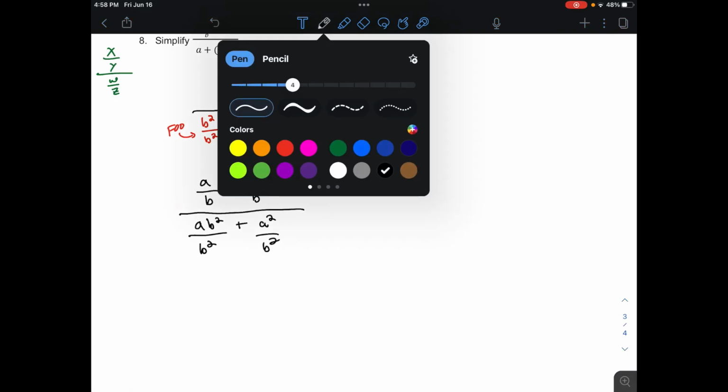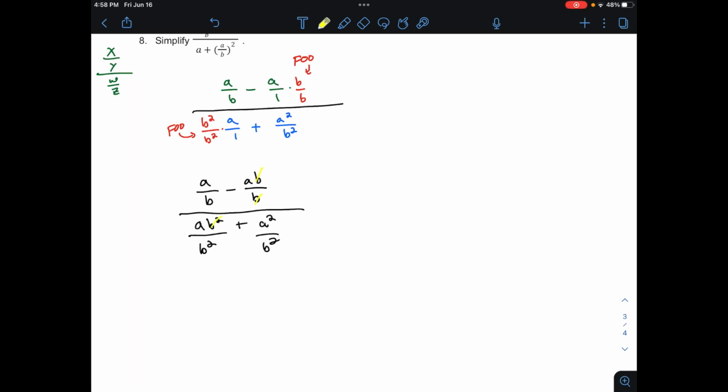And don't get that eager beaver tendency. Like we'd be like, oh, look, I can cancel my b's and cancel my b squareds. It's like, yeah, because you just multiplied in the b's and the b squareds. You put that form of 1 in there. Don't go canceling the thing you just put in there all willy-nilly. We put it in there for a reason. So what we can do is make this one fraction in the numerator. A minus ab all over b, all over ab squared plus a squared all over b squared. So that accomplishes goal number 1.